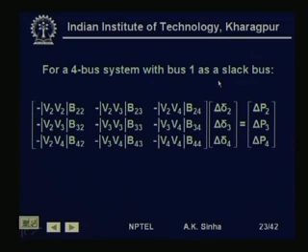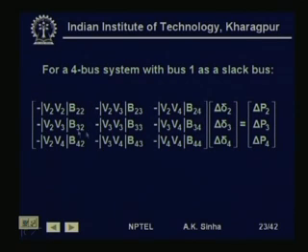Now, if we take a 4 bus system where bus 1 is a slack bus, then we can write the expression for J1 into delta is equal to delta P in this form as V2 into V2 B22 minus V2 into V3 B23 minus V2 into V4 B24, and similarly V3 V2 into B32, V3 V3 into B33. This is V2 V2 into B22 into delta 2 minus V2 into V3 B23 into delta 3, and so on. So, this is the expression that we have got.